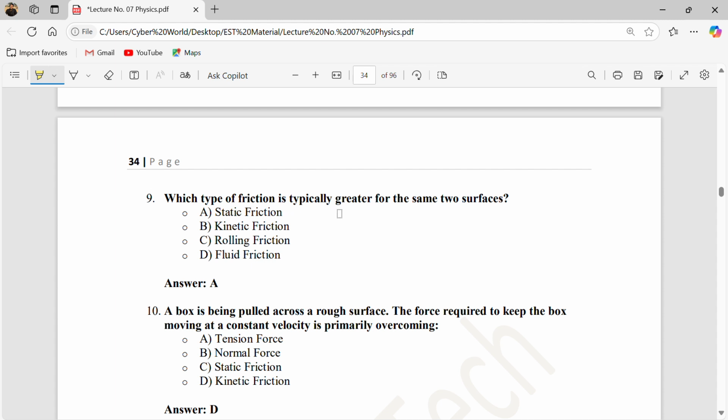Which type of friction is typically greater for the same two surfaces? Static friction is typically greater for the same two surfaces, because kinetic friction is when you are moving. When you are moving, the friction between the two surfaces is not the same and not greater. So the friction which is greater for the two surfaces is static friction.